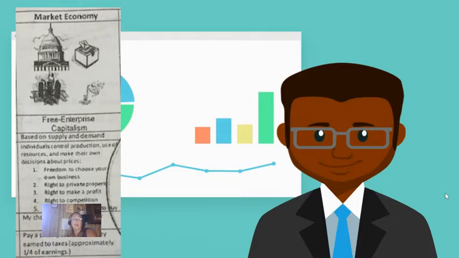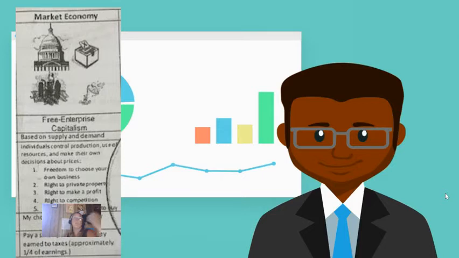So these five characteristics of a market economy all boil back down to individual citizens. Individual citizens have these freedoms, these rights. The citizens, not the government, control the production, the use of the resources, and they make their own decisions about prices. So, one, you have the freedom to choose your own business.